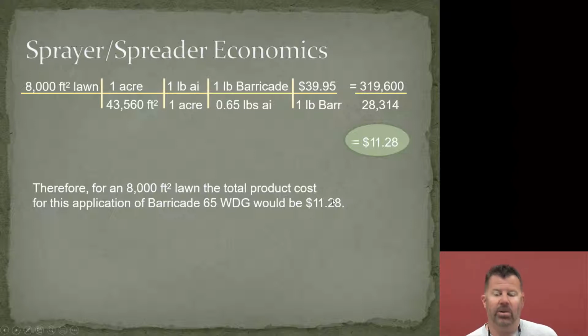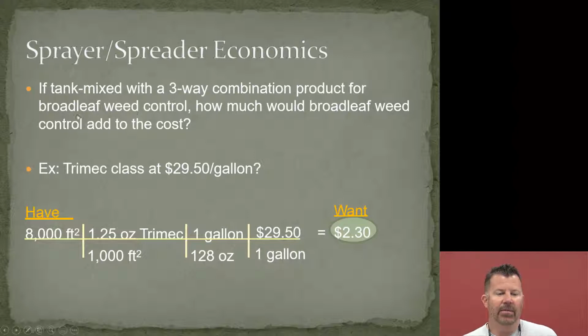Now, that's not counting your labor. That's just your product cost. So you'd have to figure out what your labor rate is and everything else like that, and your overhead and stuff. Guys, we're just figuring product cost. But to do the 8,000 square foot lawn, $11.28.